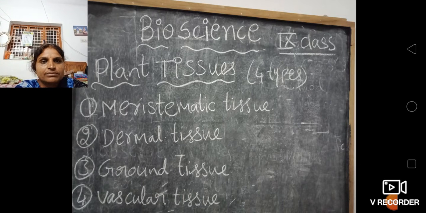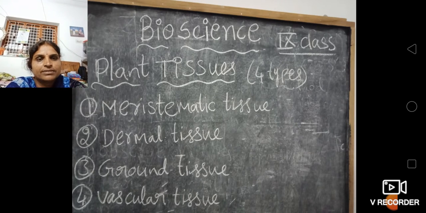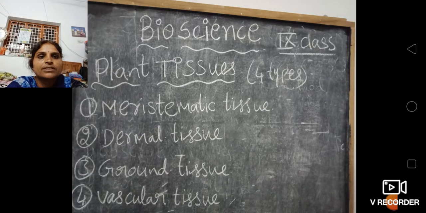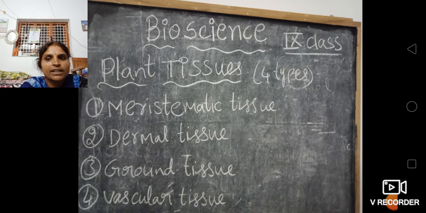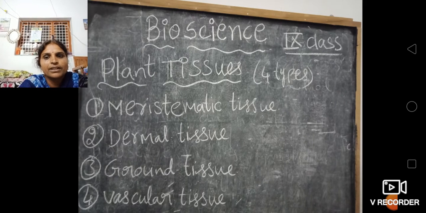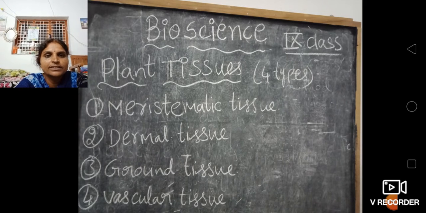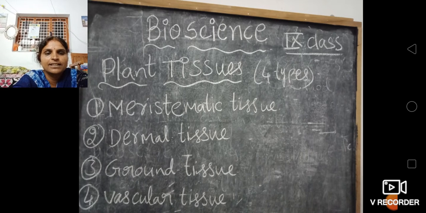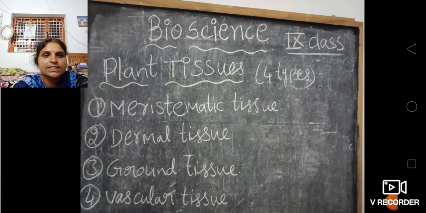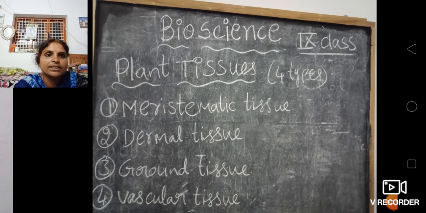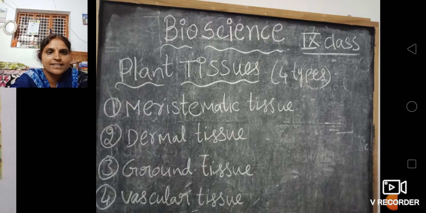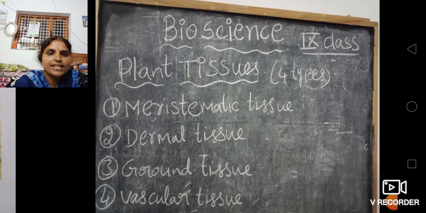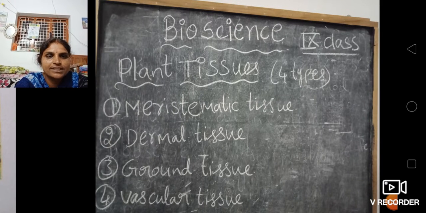Next, dermal tissue. The dermal tissue is the outer covering of the plant. Next, ground tissue. The ground tissue is the bulk of the body, helping by packing other tissues. Last one, vascular tissue. What is the help of vascular tissue? The main function of vascular tissue in plants is to supply water and nutrients from the earth to the plant.